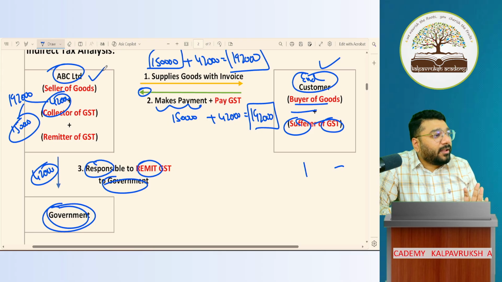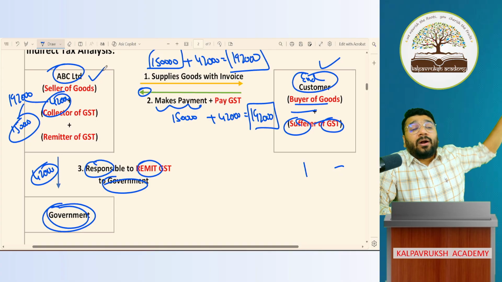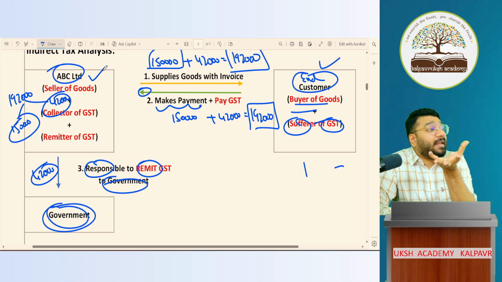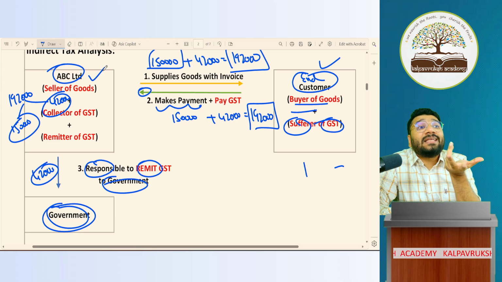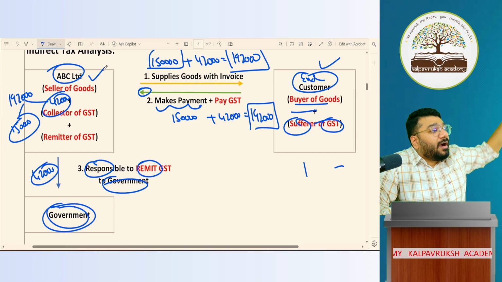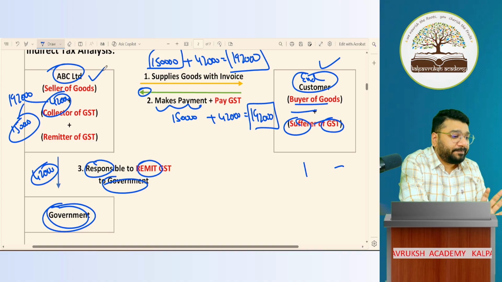Okay, not okay? Before learning the entry, is the concept cycle important or not important? Very, very important. Because if you don't know the logic or concept behind how this entire thing functions, how will you understand the journal entry, boss? How will you pass the journal entry? So for passing the journal entry, understanding the entire cycle is very, very important. Okay, not okay?